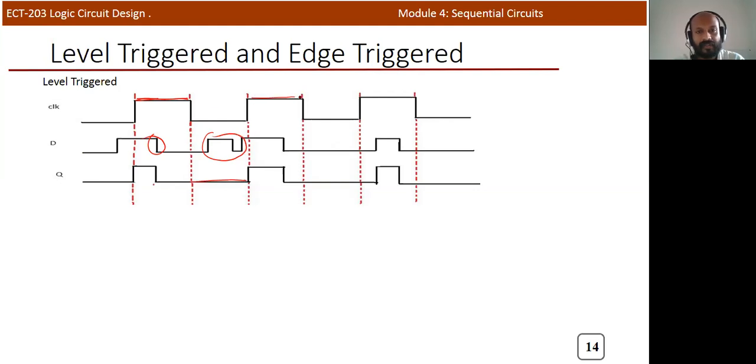Again, during the positive half cycle, positive side, the input changes, so it will be reflected at the output side also. And again during the positive level, there's a change in the input that is reflected at the output side. So this is a level trigger, D-latch.